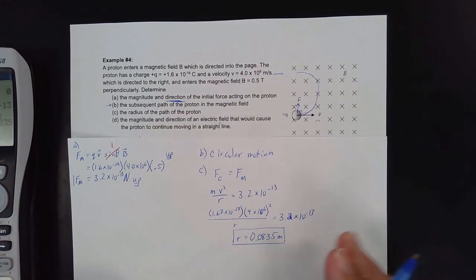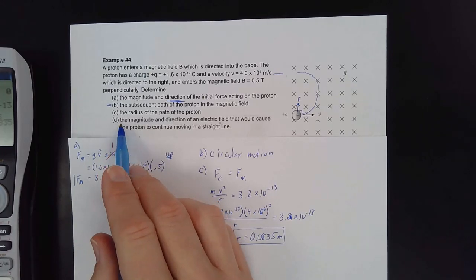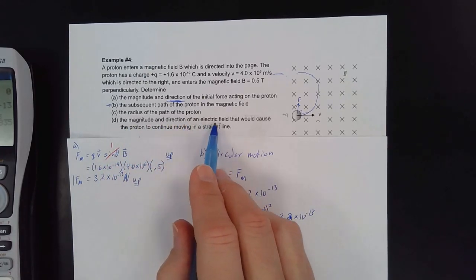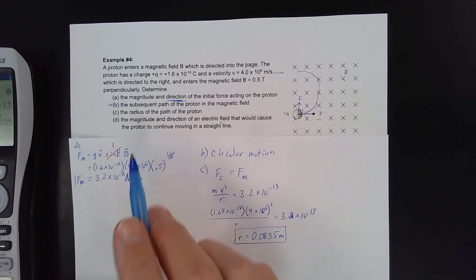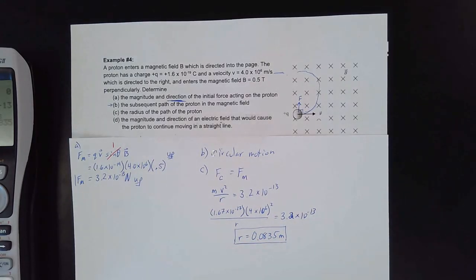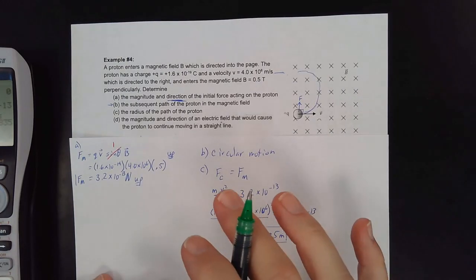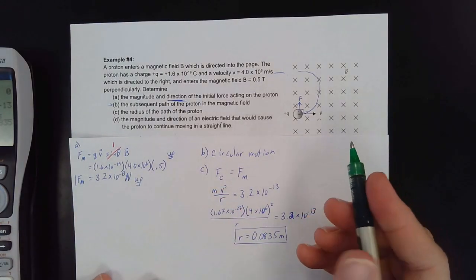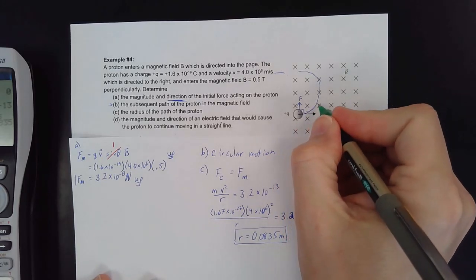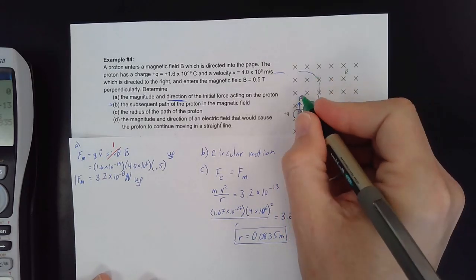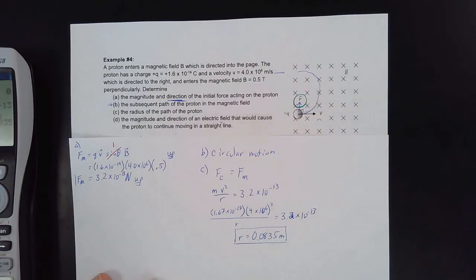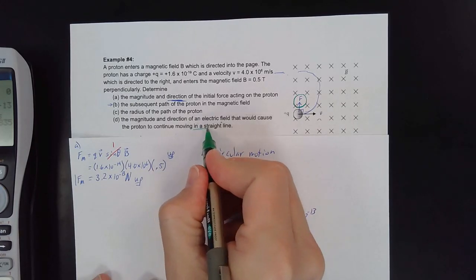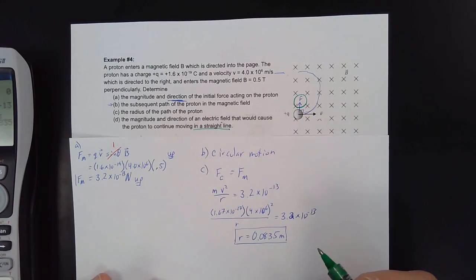Awesome. So now letter D says, what is the magnitude and direction of an electric field that would cause the proton to continue moving in a straight line? All right, so now this is an interesting question. This is a question they'd like to ask a lot because it combines our electricity and our magnetism. So if we're moving in this direction and it's because of this upward force, in order for me to go in a straight line, what needs to be true?